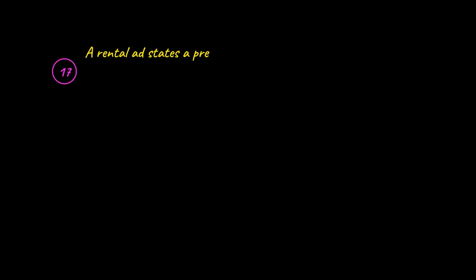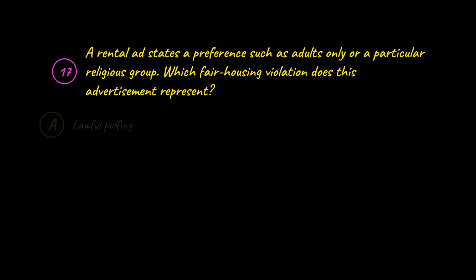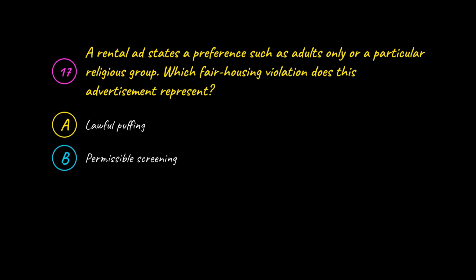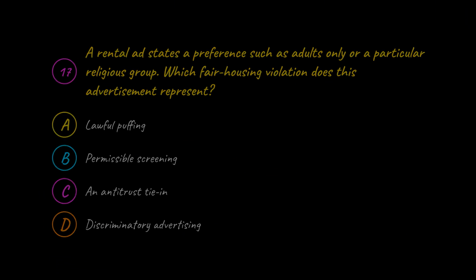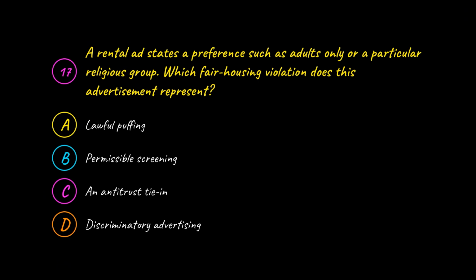Question 17. A rental ad states a preference such as adults only or a particular religious group. Which fair housing violation does this advertisement represent? Your options are A. Lawful puffing, B. Permissible screening, C. An antitrust tie-in, D. Discriminatory advertising. Which one is it? Pause the video if you need more time.